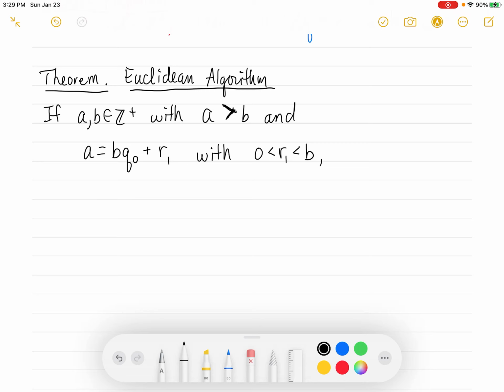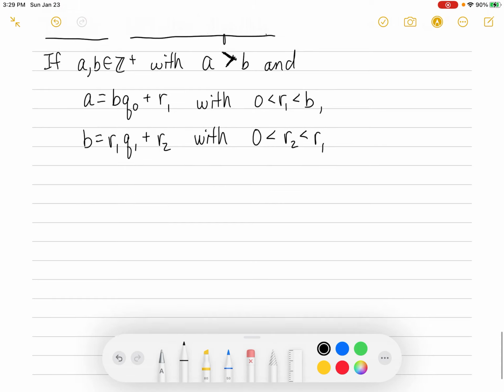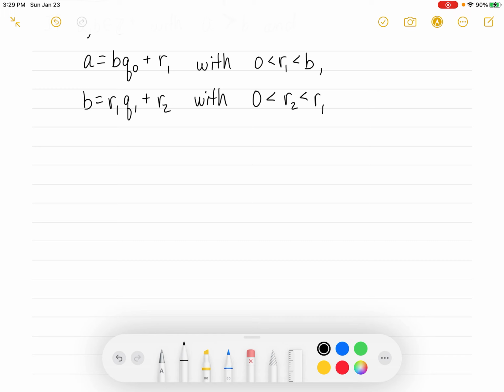Okay, so now let's take R1, the remainder, and divide it into the divisor B. So I'm going to have B, and I'm going to divide R1 into that. I'm going to get another quotient, let's call it Q1, and then a remainder, let's call it R2. According to the division algorithm, our remainder R2 should be less than our divisor this time, which was R1. And let's say our R2 turns out to be positive. So not 0, but positive.